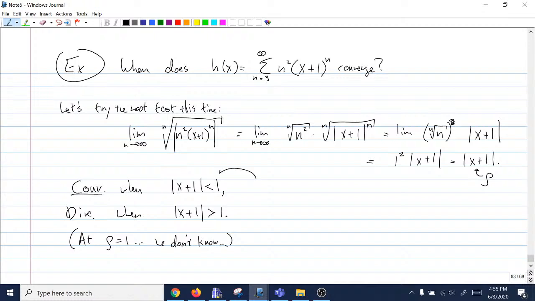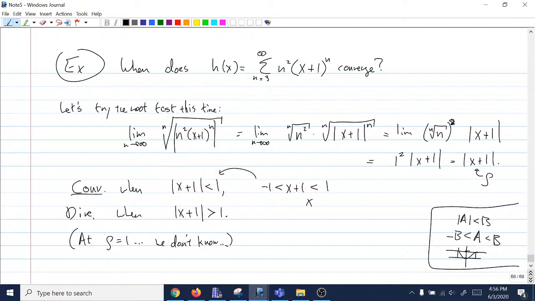These are things that we can solve. Let's solve when it converges. It converges when absolute value x plus 1 is less than 1. If you're solving absolute value a less than b, what you're saying is the number has to be between the positive and negative versions of b. You think about absolute value for a second and you conclude that. When is the absolute value of x less than a number? It's when you're between that number and the negative version of that number. So this is going to be when x plus 1 is between negative 1 and 1. That's going to be when x is between negative 2 and 0.